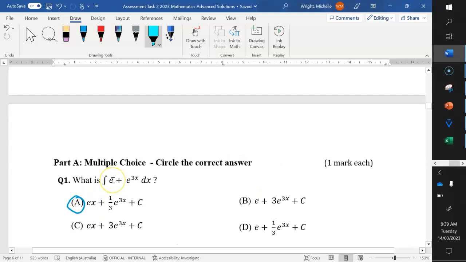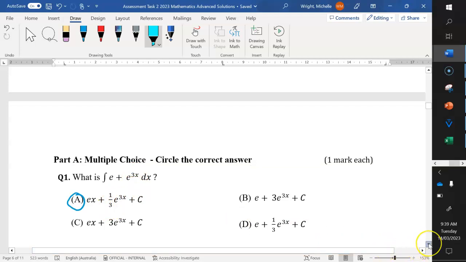So when we're integrating e plus e to the 3x with respect to x, what you need to remember is e is actually a value. So when you integrate e, you're just going to get ex. When we integrate e to the 3x, we're looking at the derivative of the power, which is 3. We're going to divide by that. So it's ex plus 1/3 e to the 3x plus c. So that's our first answer.